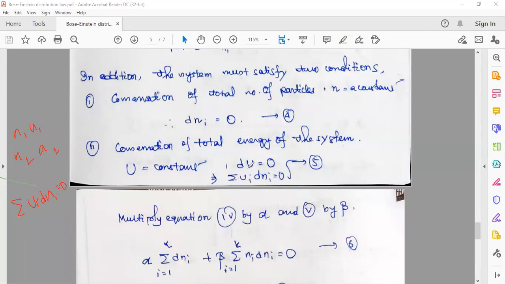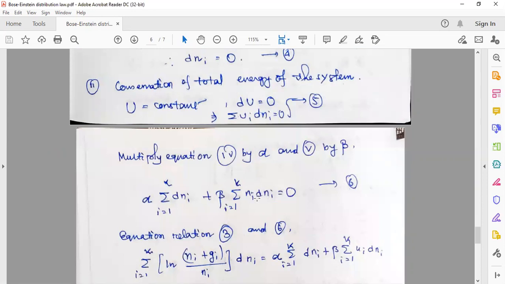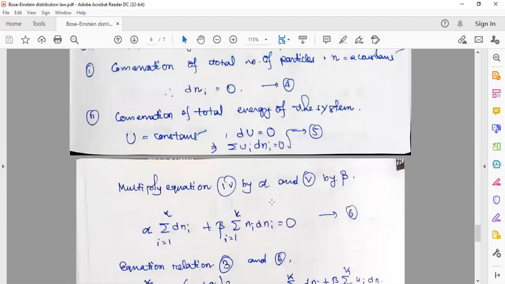So as per this equation, we can write something like this. Okay, so next. Here I have made a simple mistake. Let us check first what is done in equation 6, and then I will point out the mistake.